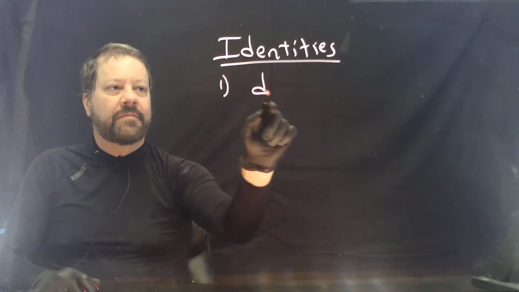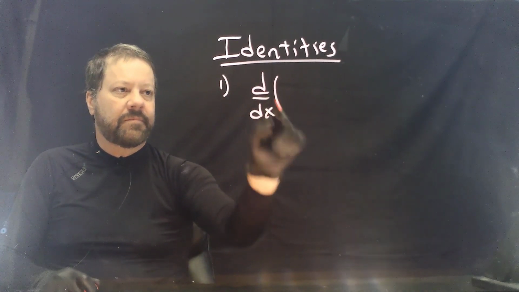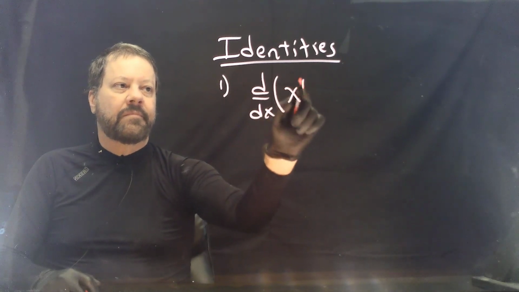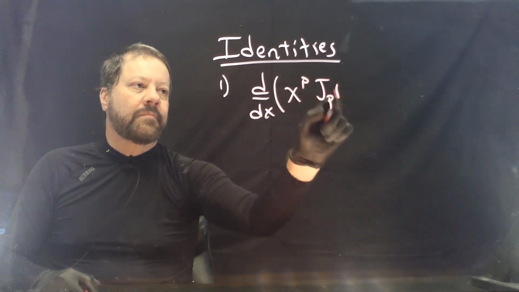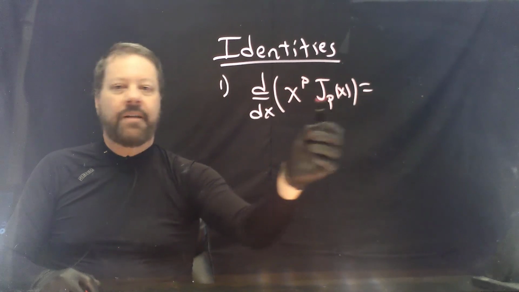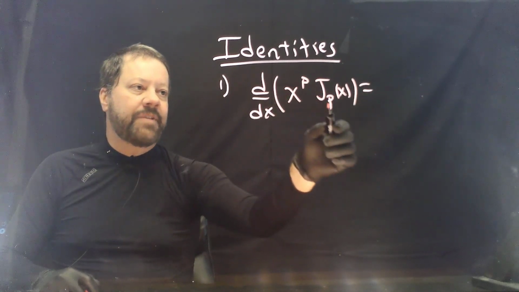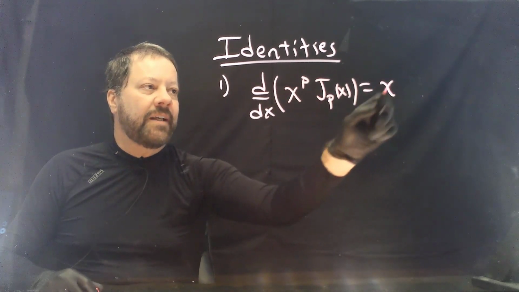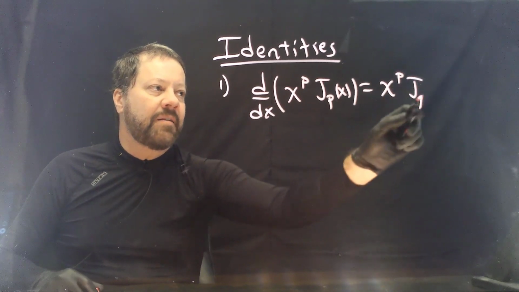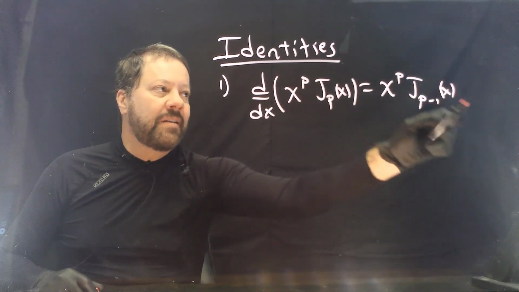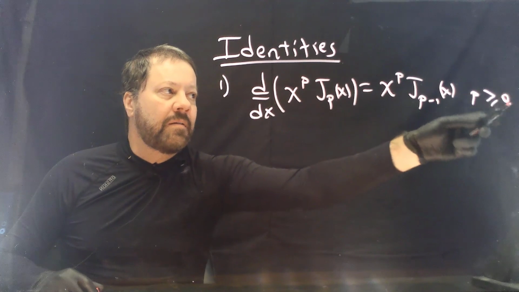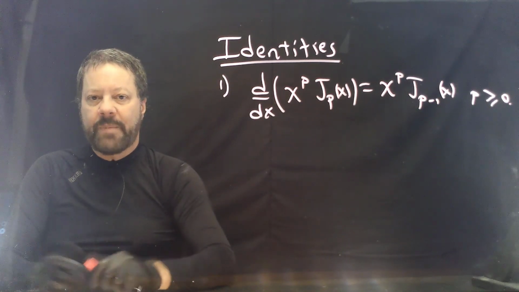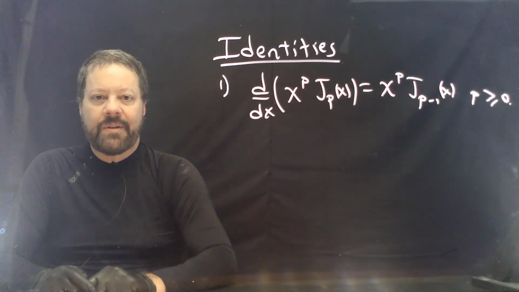First, if you take the derivative of x to the p times J_p of x, you'll get x to the p times J_{p-1} of x. And that occurs for p greater than or equal to 0.